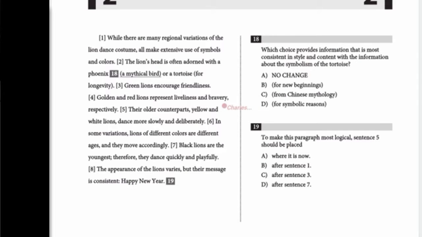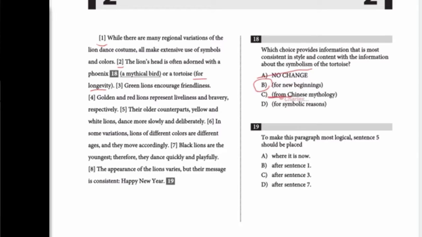18. Which choice provides information that is most consistent in style and content with the information about the symbolism of the tortoise? Okay, by the way, I know I've got the brackets here, so I could expect an ordering sentence question about this paragraph. In 18, the lion's head is often adorned with a phoenix, a mythical bird, or a tortoise for longevity. Okay, the parentheses for phoenix tells what it is. The parentheses for the tortoise tells its purpose as an adornment. So which answer choice is a purpose rather than a thing that it is? So A is wrong, no change. For new beginnings, that would be a purpose for the phoenix.